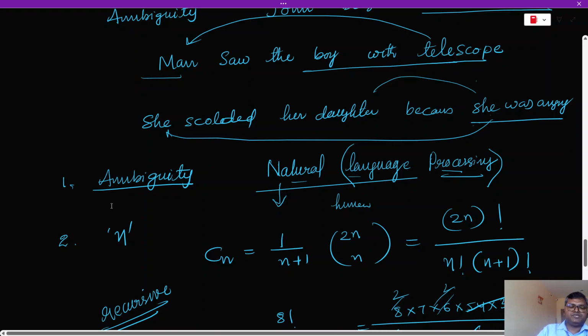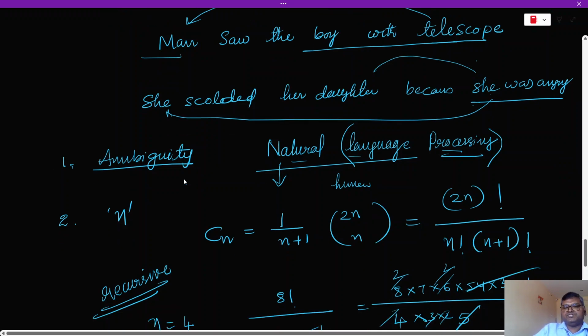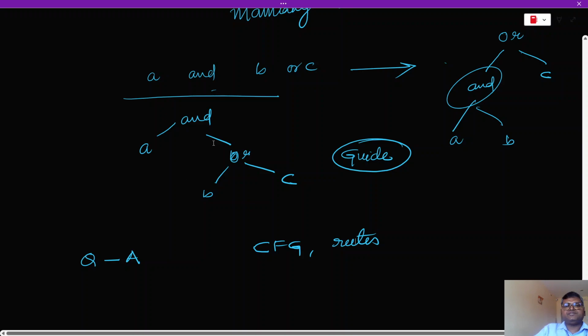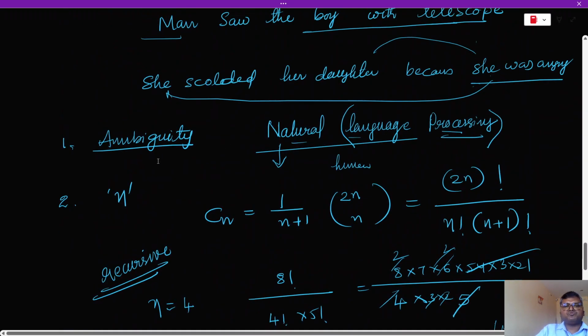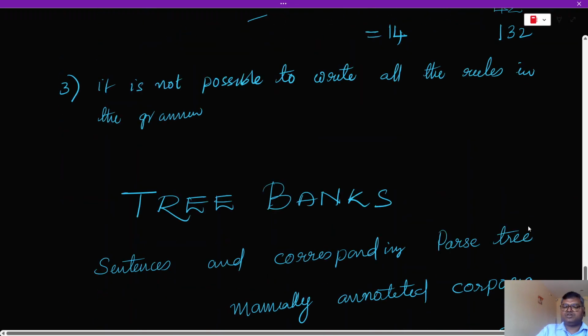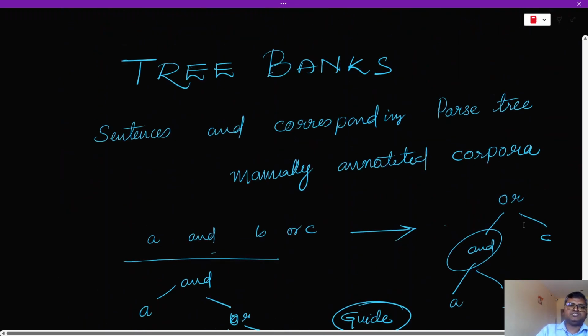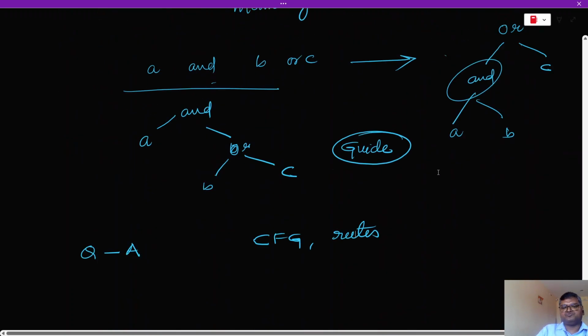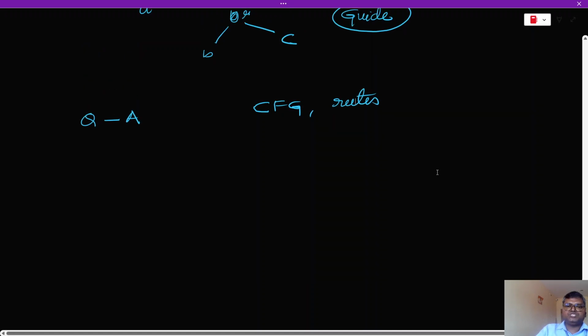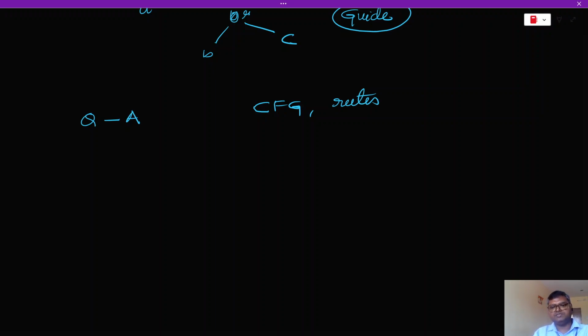So tree banks solve these three problems. How do they solve them? Number one, ambiguity. When the tree bank gives the question and answers, it will give only one answer, so there is no ambiguity. And there is no question of rules, because we are not using rules at all, only question and answer. And the third one, it is not possible, of course, we are not using. So the three problems of CFG parsing are solved by tree banks.